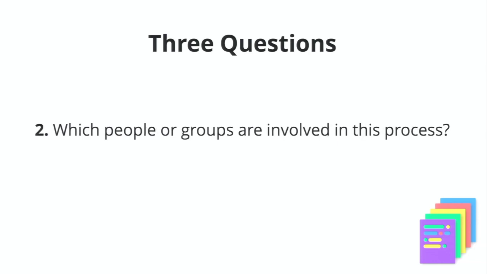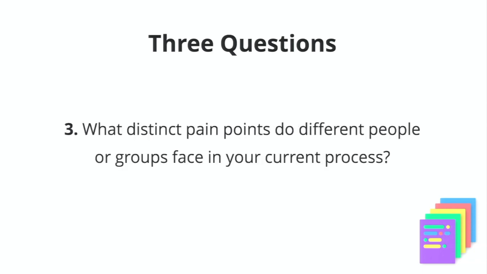So second question, which people or groups are involved in this process? Say we have a specific process in mind that we want to fix. Well, we need to think about who is actually a part of it. It could be one person, it could be a group of people. We need to identify who these key people are that really make up the process. And once we know that, we can talk to these people and figure out question number 3, which is, what are the distinct problems or pain points that these distinct groups of people or individuals are experiencing, right?